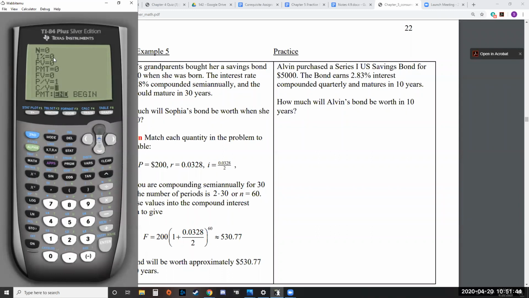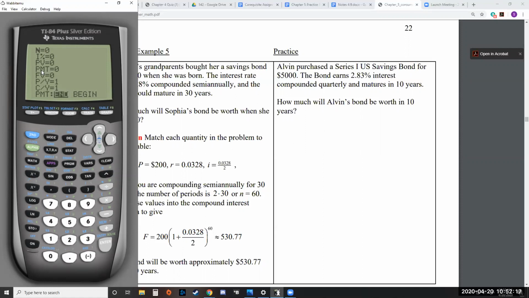And P over Y and C over Y, we're going to keep things simple. We're going to leave these as the same. And they're going to represent the number of times compounded per year, or M in the formula. So for example, if you're compounded monthly, P over Y and C over Y would both be 12. Or if you're compounded quarterly, these would both be 4. And lastly, down here, payment, just make sure that's set to end. We're going to be doing problems where compounding occurs at the end of each month.